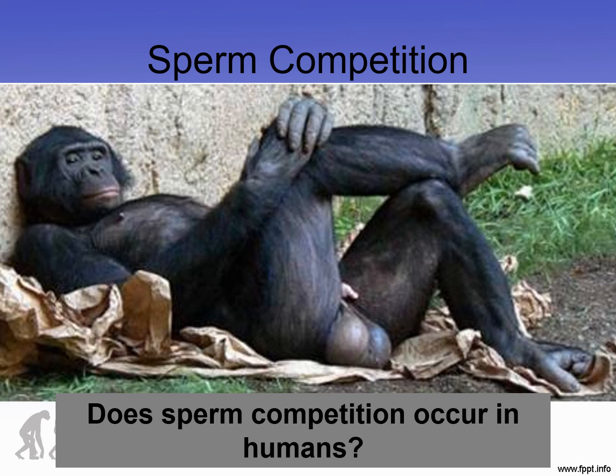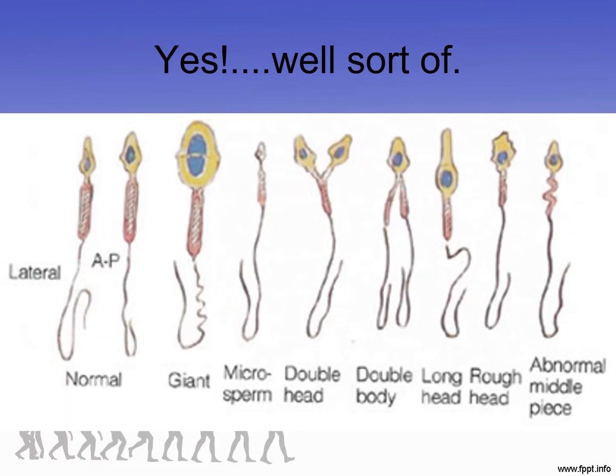So the question is, since we are so highly related to chimpanzees genetically, does sperm competition occur in humans? It actually does, right? And this is based off of the variation that we see in human sperm type, right? Some humans are born with more efficient, for lack of a better way to put it, swimmers. Some humans are born with less efficient swimmers, as well as different variants and levels of production.